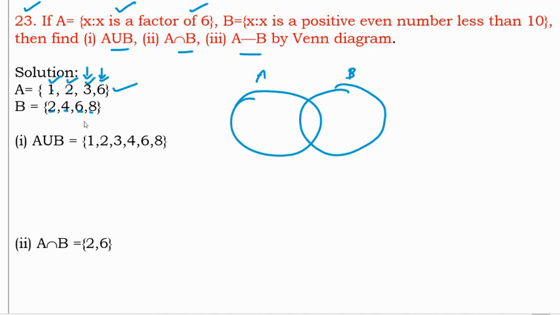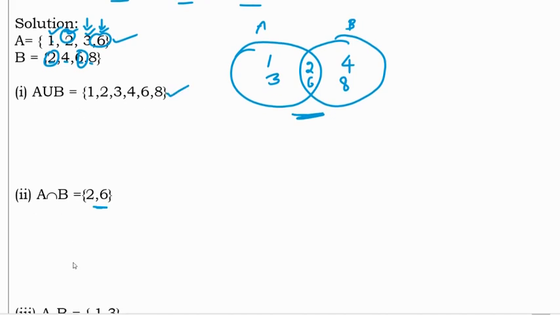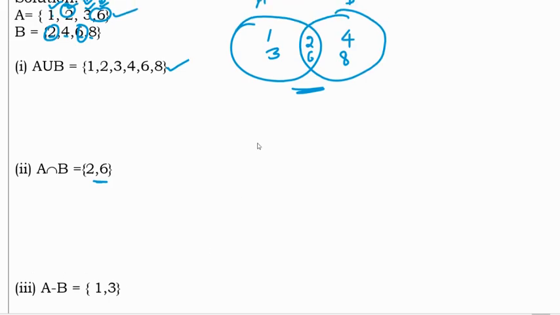Here there are two common numbers, 2 and 6, in both sets. We'll take them in the intersection part, 1, 3 in A and 4, 8 in B. So this is the Venn diagram representation. A union B is 1, 2, 3, 4, 6, 8. A intersection B is 2, 6 and A minus B is 1, 3.